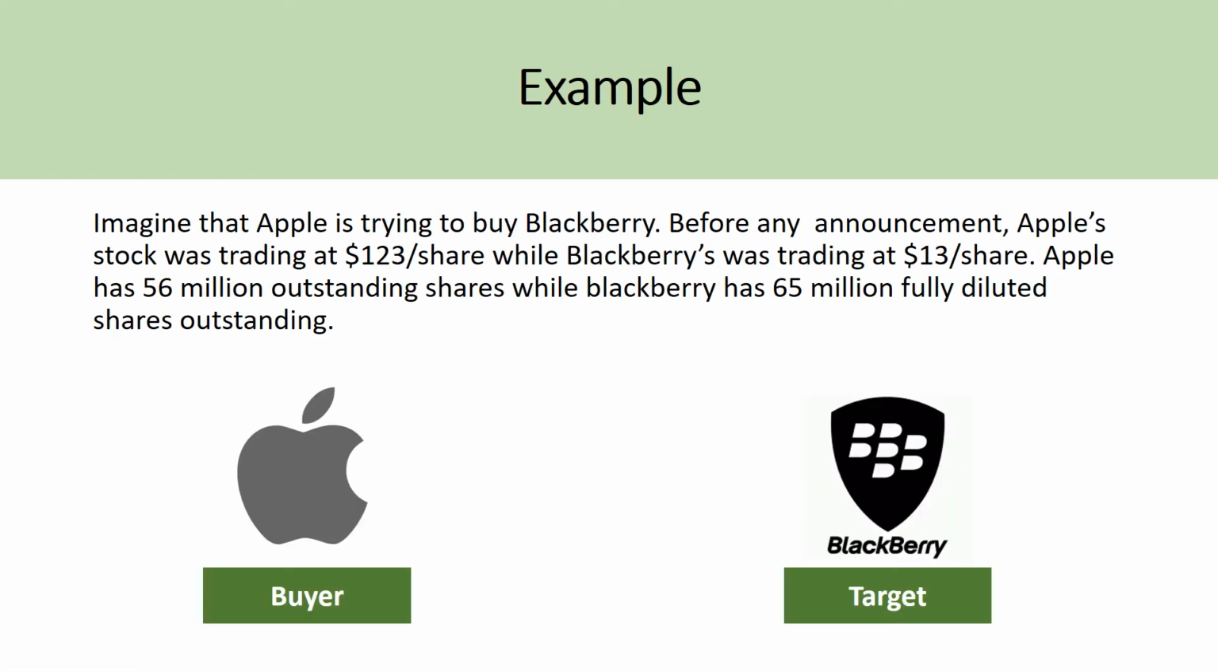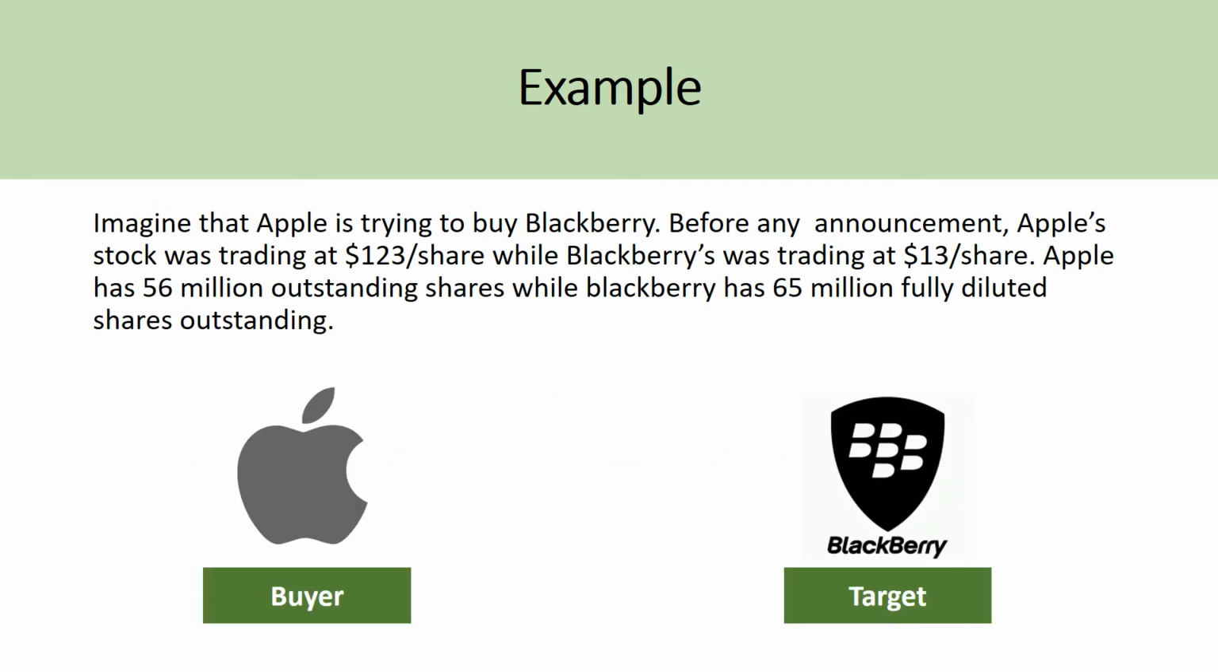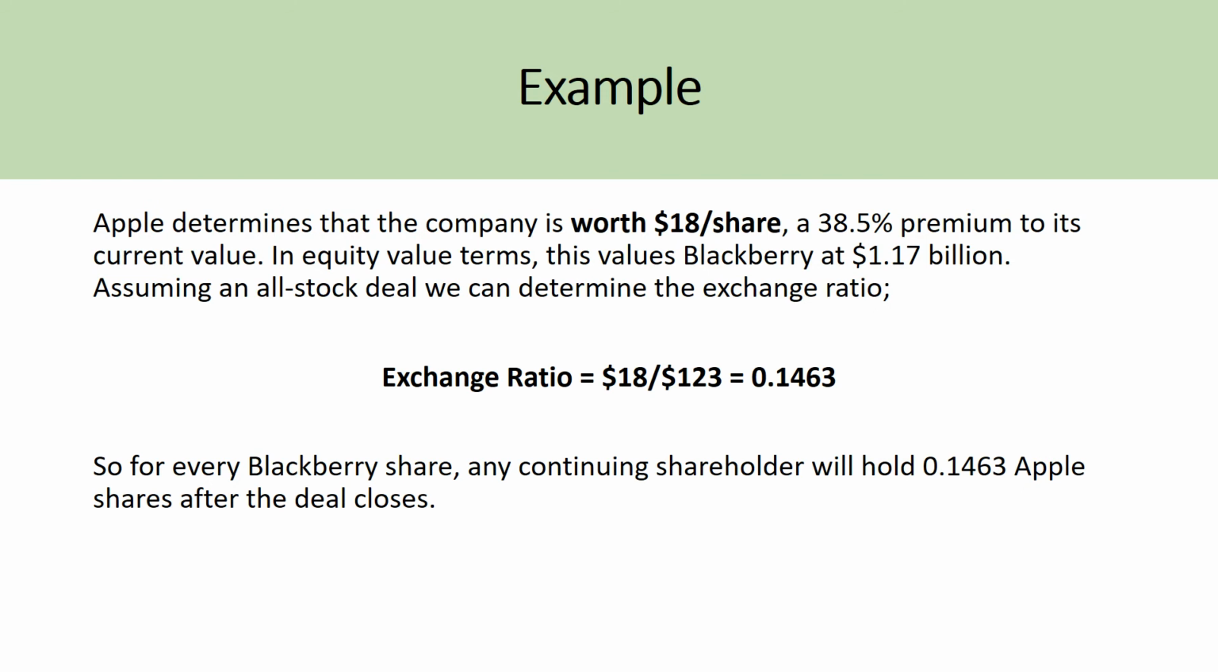Okay, so let's look at an example. Imagine that Apple is trying to buy BlackBerry. Before any announcement, Apple's stock was trading at $123 a share, while BlackBerry's was trading at $13 a share. Apple has 56 million outstanding shares, while BlackBerry has 65 million fully diluted shares outstanding. Okay. Now, Apple determines that the company is worth $18 a share, so a 38.5% premium to its current value. In equity value terms, this values BlackBerry at $1.17 billion.